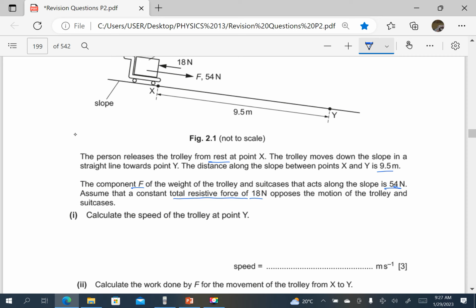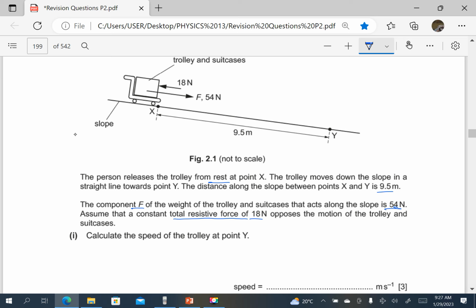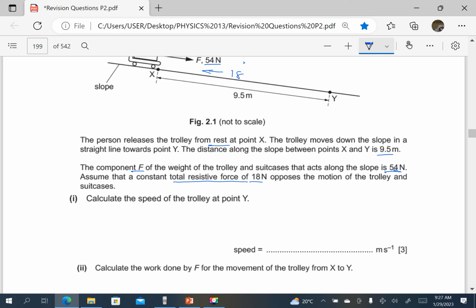So, first of all, we need to find the resultant force on the trolley, which is going to be responsible for the acceleration. There are resistive forces along the plane, which is 18 newtons. Then there's a forward force, which is 54 newtons. So what is the resultant force in this case, so that we can find the acceleration between X and Y? The resultant force in this case is going to be 54 minus the resistance, which is 18. That is the resultant force.